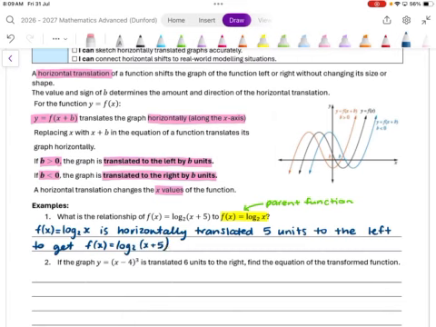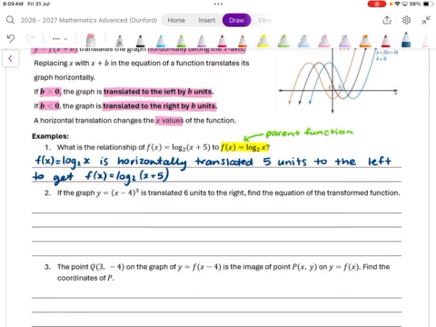So what you want to make sure you use is "horizontally translated 5 units to the left" to tell us what is going on. For example 2, we have the graph of y equals x minus 4, all cubed. We are translating that 6 units to the right to find the equation of the transformed function. They don't have the words horizontally translated in there, but we know it's moving horizontally because it's asking us to go to the right instead of going up or down, which would be vertical.